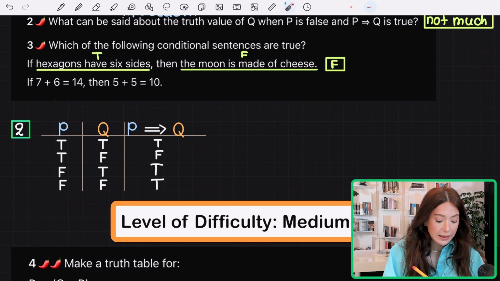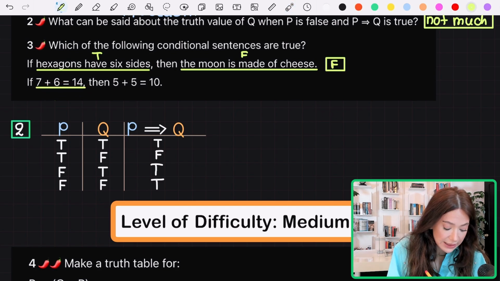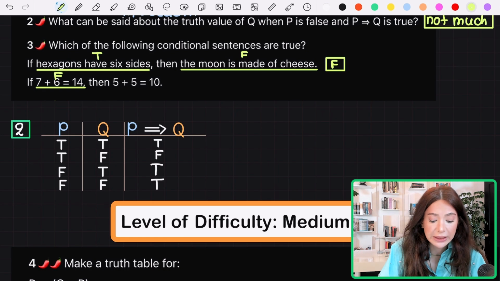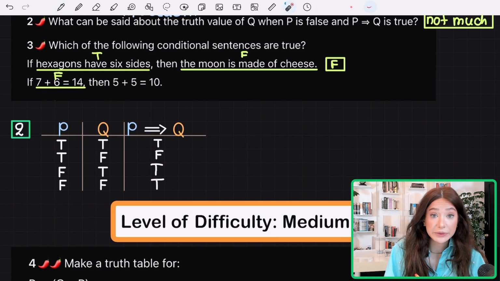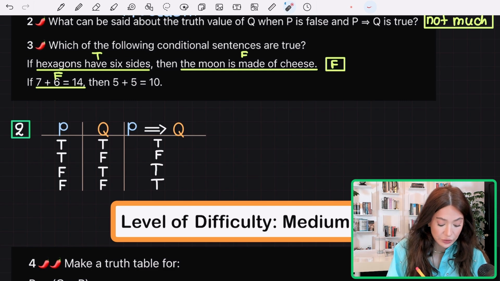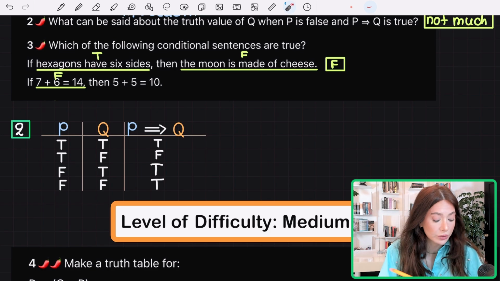Okay? Then second example: if 7 plus 6 is 14, and we know it's not, it's 13. So this is the antecedent and it is false. Well, I don't even have to continue reading because I can already narrow it down. I know that the entire statement, when the antecedent is false, has to be true. It's trivially, necessarily true. So any time the antecedent is false, you have the whole statement being true necessarily.